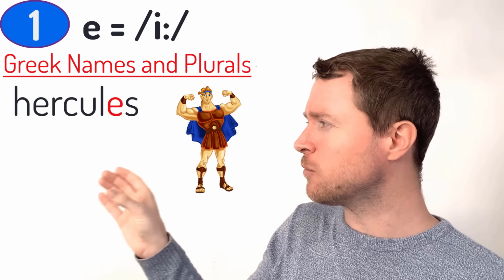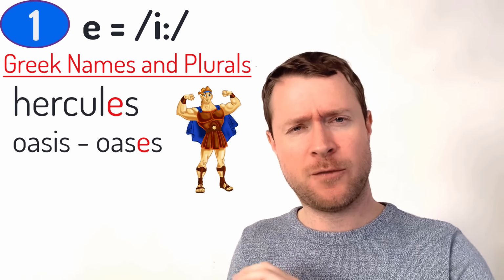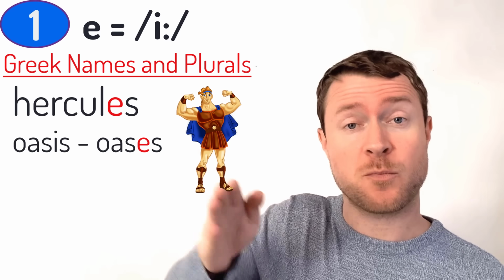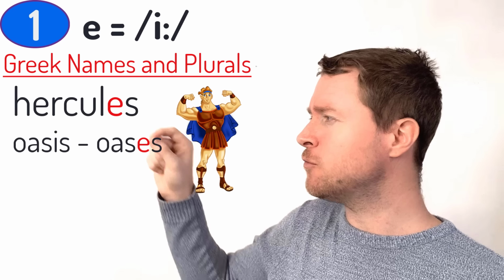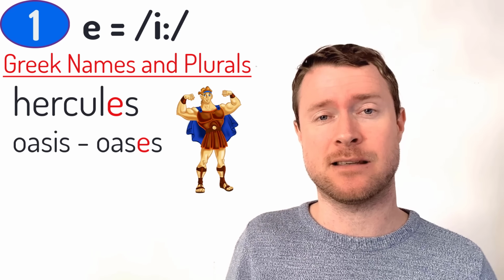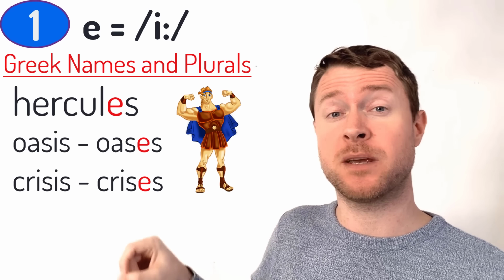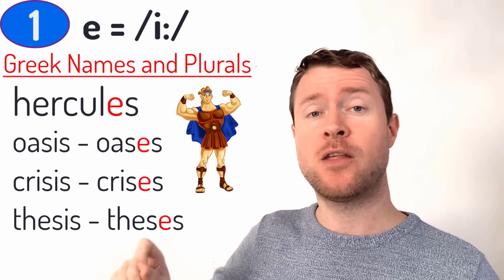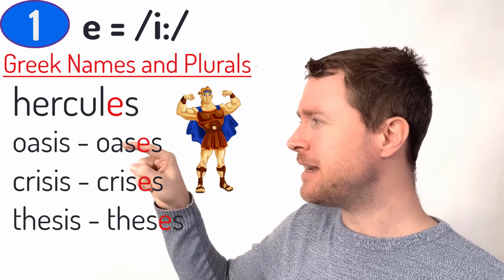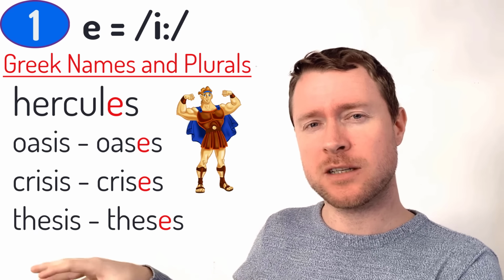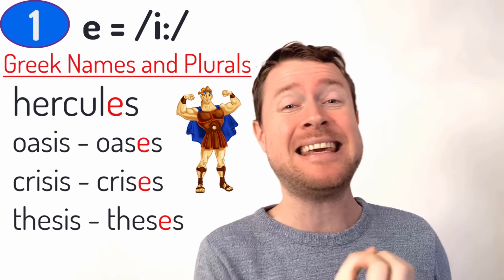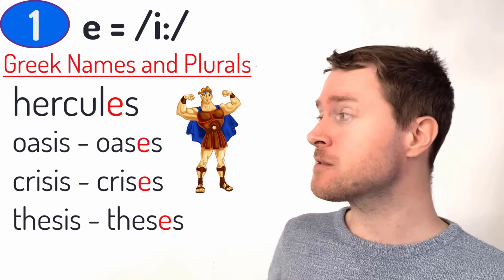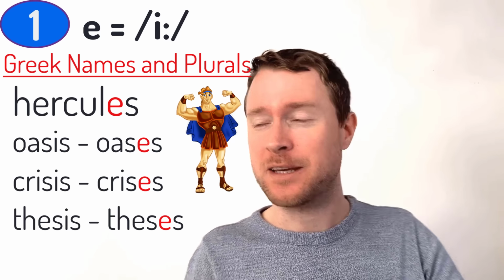So the single word oasis, if you change that to the plural, which means many of, you just add es, oases. Same with crisis becomes crises, and thesis becomes theses, okay? That es on the end of words here is always pronounced ease, because they're taken from Greek, okay?